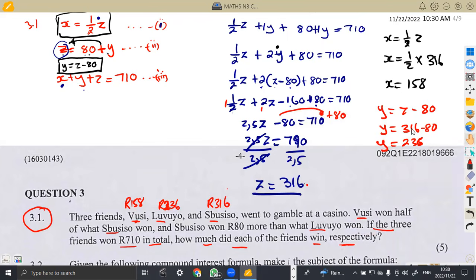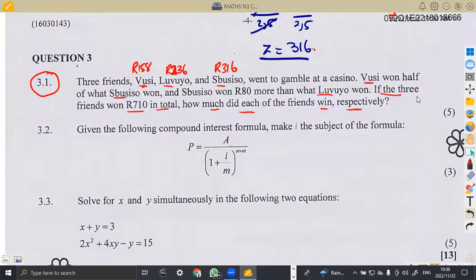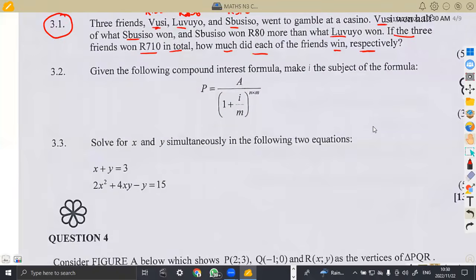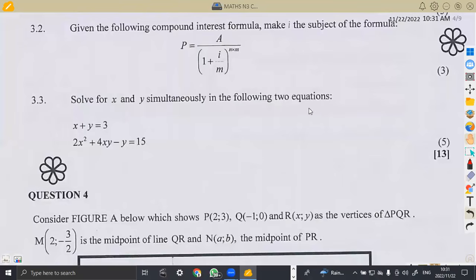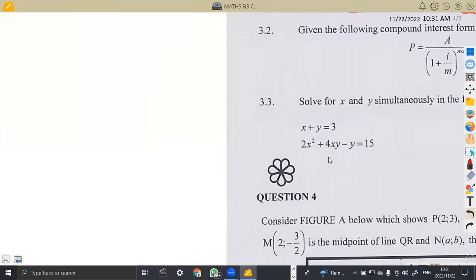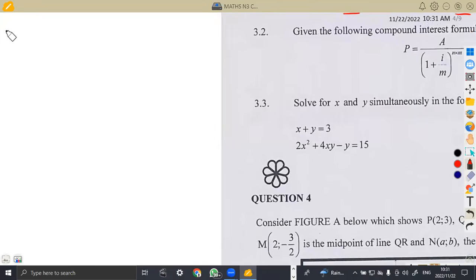5 marks, these were the problems, guys, just for you to play around type of a question. Okay, given the following compound interest formula, make I to be the subject of the formula. So what can we do to make I to be the subject? Depends with the way that you actually need to work it out. So you've got P, which was equivalent to A over 1 plus I to the exponent of M.